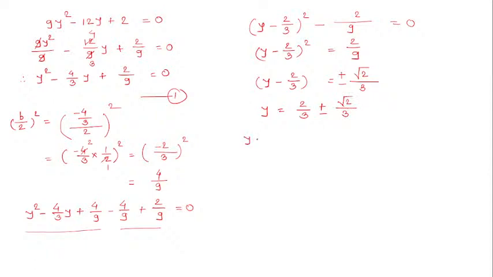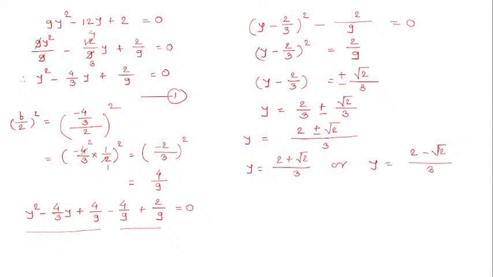Now we can split this. The denominator is the same, so we should write it once, and in the numerator we have 2 plus or minus root 2, divided by 3. And now we can split this as y is equal to 2 plus root 2 divided by 3, or y is equal to 2 minus root 2 divided by 3. So these are the two solutions of the given quadratic equation, and we have found these solutions by the completing square method.